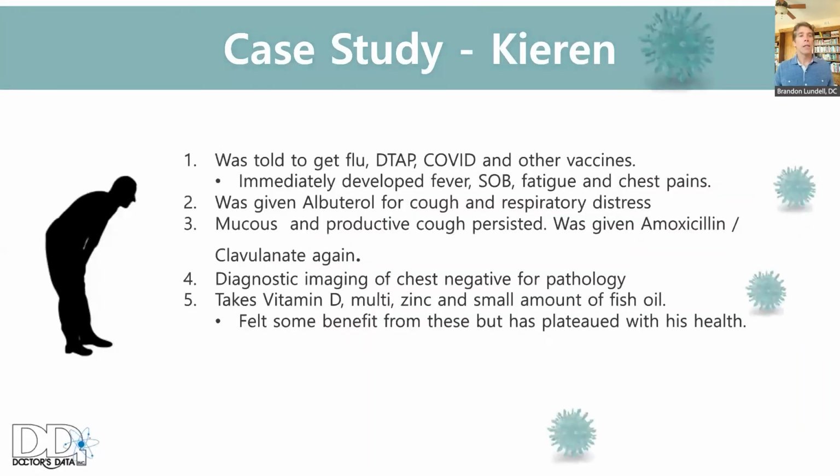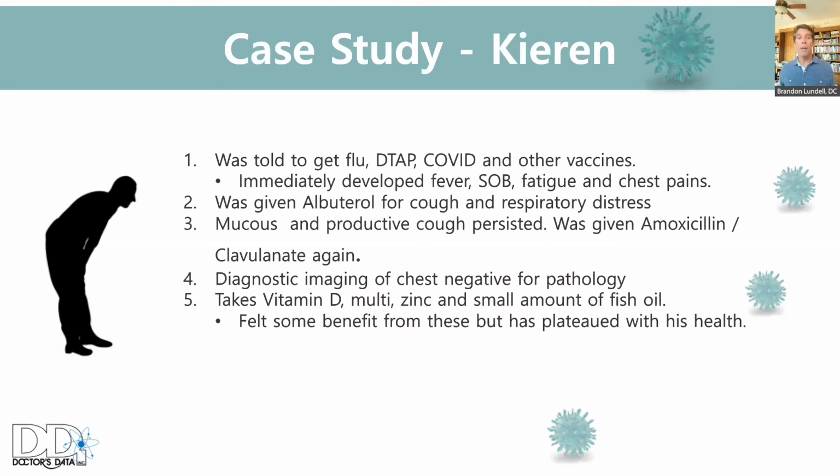So he was told to get the flu, DTaP, COVID, and other vaccines when they came out. Immediately developed fever, shortness of breath, fatigue, and chest pains after getting all of these. I mean, even in children, we notice to spread it out, let alone an older adult who's in distress. But we know that, but not everyone knows that. Then he was given albuterol for his cough and respiratory issues. And what does albuterol do? It weakens the immune system. So he developed more mucus, and the productive cough persisted.